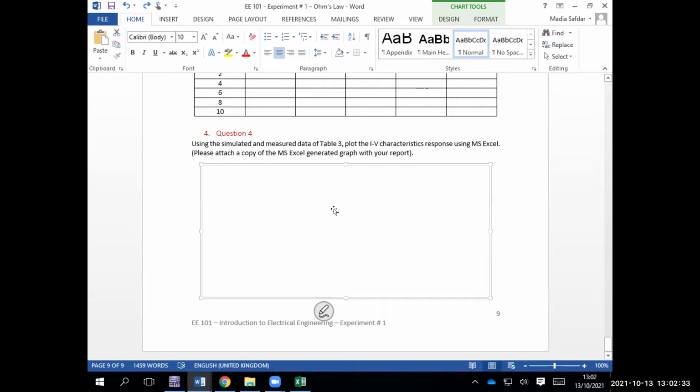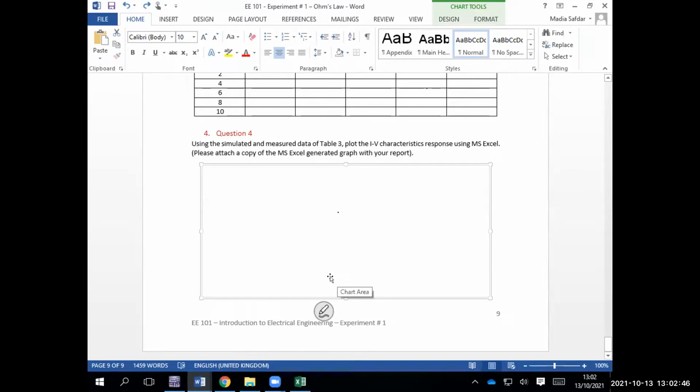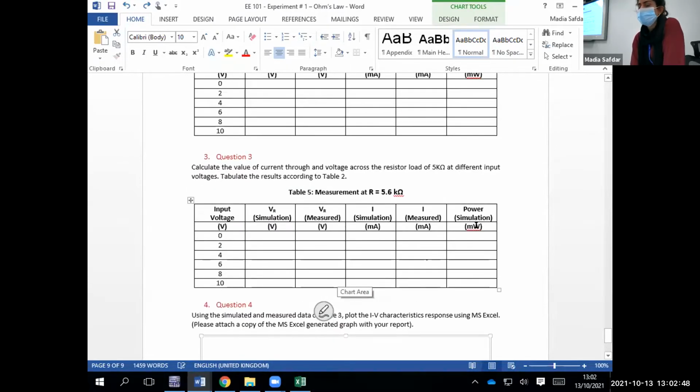What about power? Here you will put the graph for 1 kilo ohm. No, the value of the power. Please see that there is also a column of power simulation. You know what power is? Power is equal to voltage times current. Please see, because this is important. For this power simulation, you have to do voltage multiplied by current.